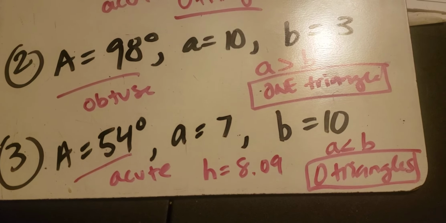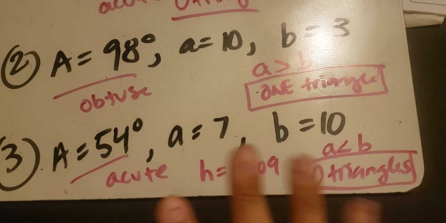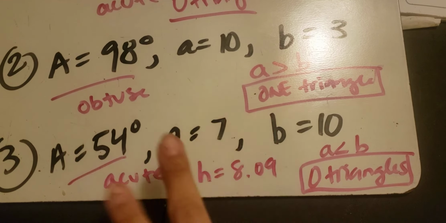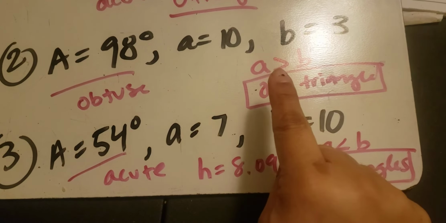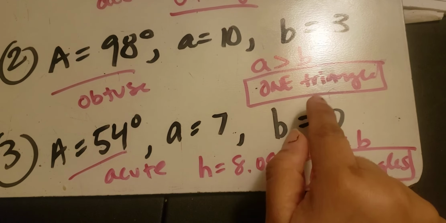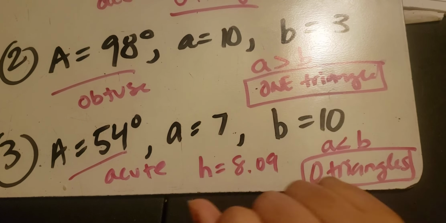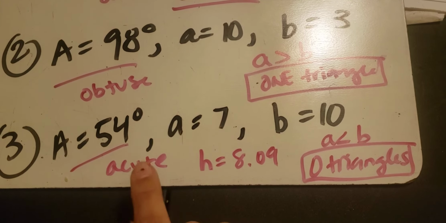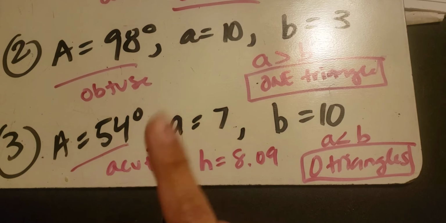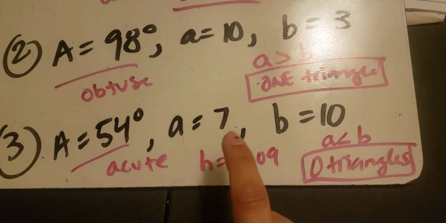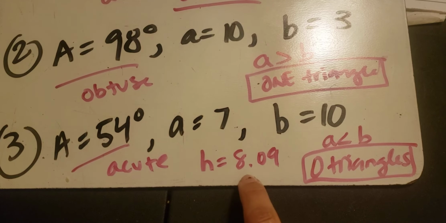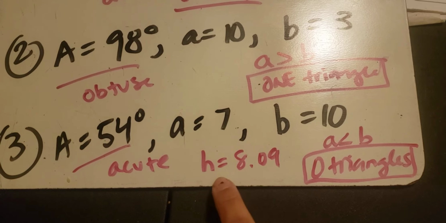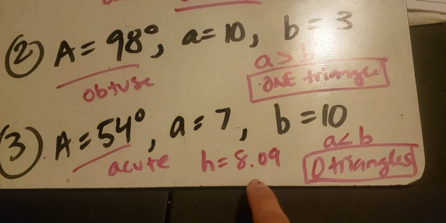Okay, hopefully you were able to try this on your own. And here are the solutions, okay? A is 98 degrees, so therefore it's an obtuse triangle. So you should be looking at the last 2 scenarios. And A is greater than B, therefore you would have 1 triangle, so 1 solution, okay? And then number 3, angle A is 54 degrees, so therefore it's an acute. So you would look at the first 4 possible solutions. You are given A and B, so you would have to find H first. And again, that's by the formula H equals B times sine of A, which I found, which was approximately 8.09.